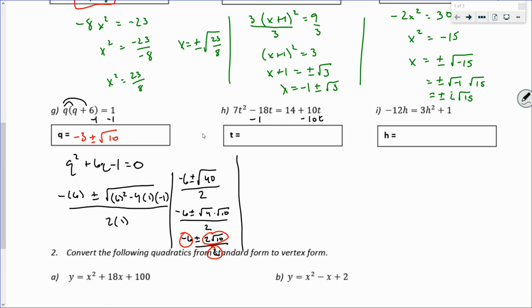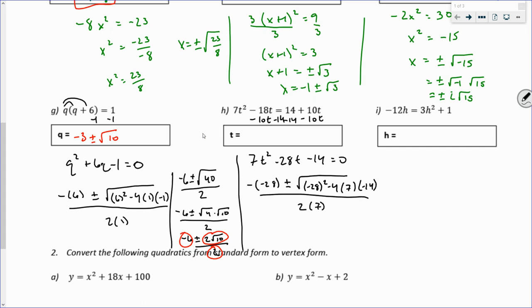Let's get this thing equal to 0 and see where it takes us. So we got 7t squared minus 28t minus 14 equals 0. I think it'll factor. If I take out a 7, that'll be 2, but the middle term will be 4. I don't think so. So I'm just going to go straight to quadratic formula. Negative b plus or minus the square root of b squared minus 4ac all over 2a. So 28 plus or minus.